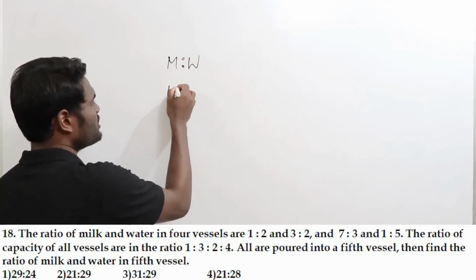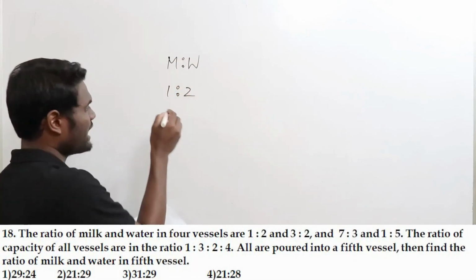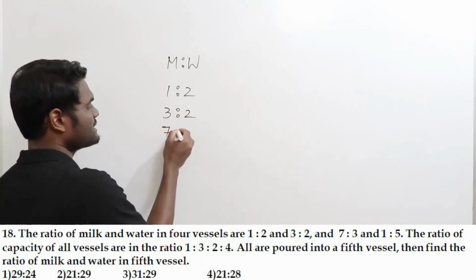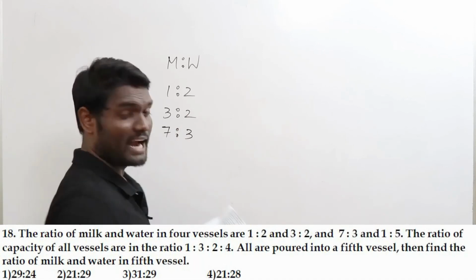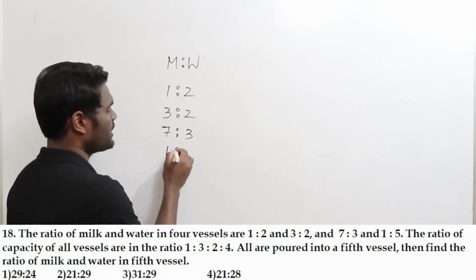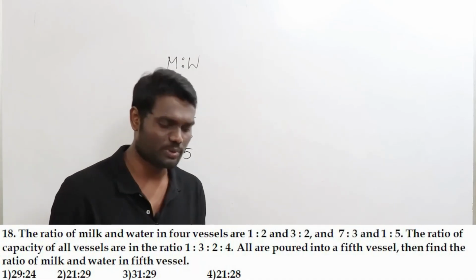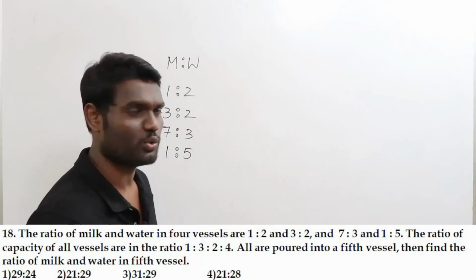In the first vessel, ratio is like 1:2. In the second vessel, ratio is like 3:2. In the third vessel, ratio is like 7:3. And in the fourth vessel, ratio is like 1:5. Now what happens is like the ratio of the capacity of all these vessels are in the ratio 1:3:2:4.